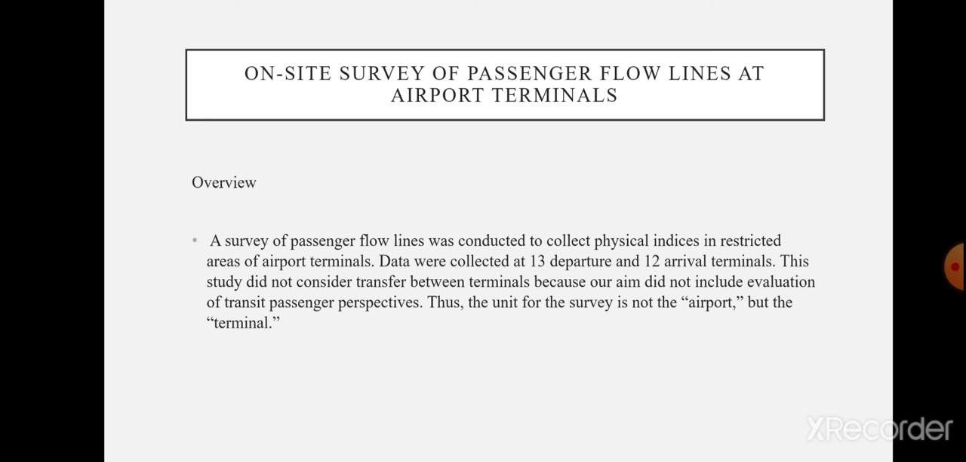A survey of passenger flow lines was conducted to collect physical indices in restricted areas of airport terminals. Data were collected at 13 departure and 12 arrival terminals. This study did not consider transfer between terminals because our aim did not include evaluation of the transit passenger perspective. Thus, the unit for the survey is not the airport but the terminal.